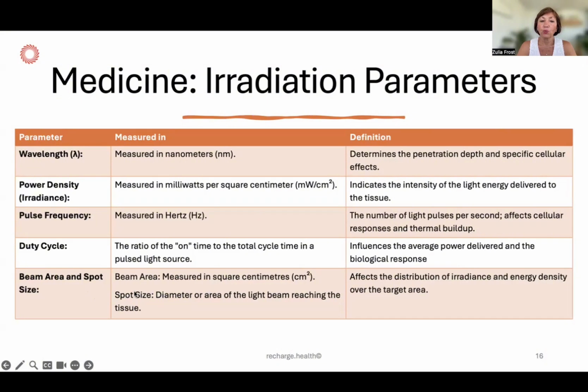Beam area and spot size. Beam area, measured in square centimeters, affects distribution of the irradiance and energy density over the target area. And spot size will do the same. Spot size is the diameter of the area of the light beam reaching the tissue.